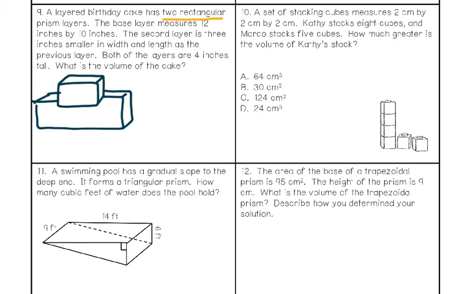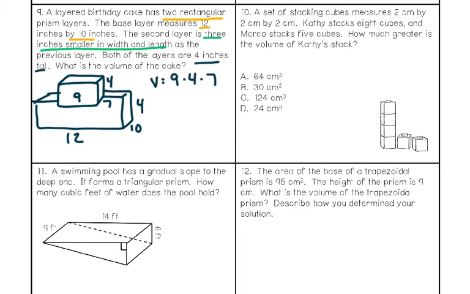So it says the base layer, the bottom one, measures 12 inches by 10 inches. It says the second layer, so the one on top, is 3 inches smaller in width and length. 3 smaller than 12 is 9. 3 smaller than 10 is 7. Then it tells me that both of the layers are 4 inches tall. With all that information, I'm going to find the volume of the cake in total.